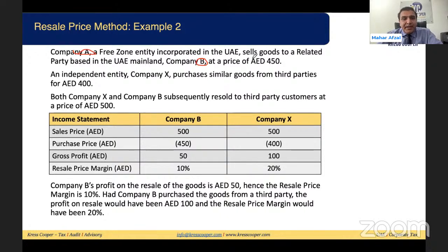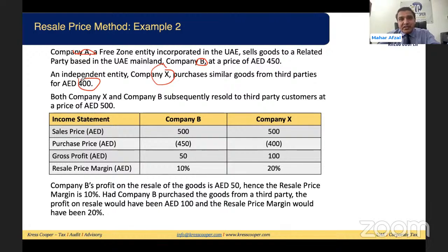An independent entity, X, purchases similar goods from third parties at 400. X is also on the mainland. So the related party transaction is 450. The third party independent price is 400. So can we say like this? No. The price at which X is buying is a very fair price, and the price between A and B is not a fair price? No, this is not correct.